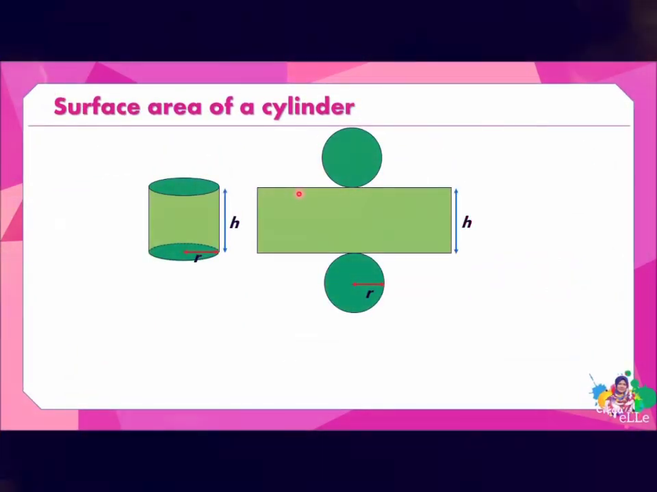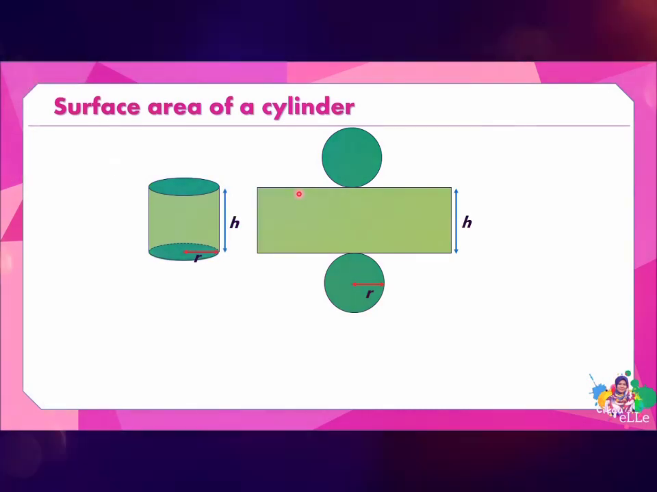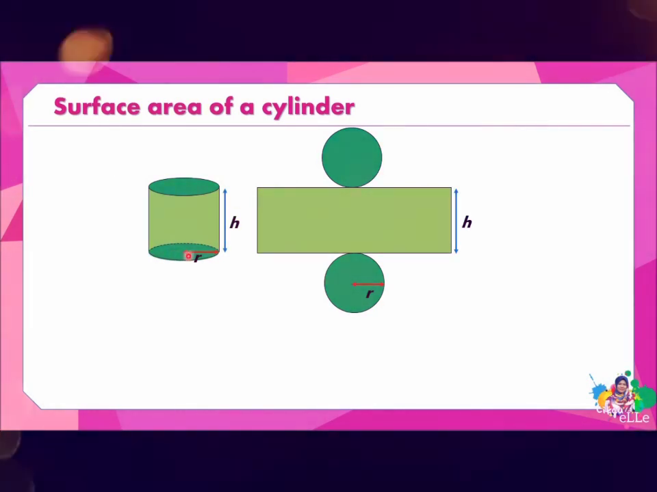Alright, now how to find the surface area of a cylinder? As you know, a cylinder has 2 circular faces and 1 curved face. Okay, so based on this net, you have 2 circles and a rectangle. So this curved face, when you lay it out, you will get a rectangle.